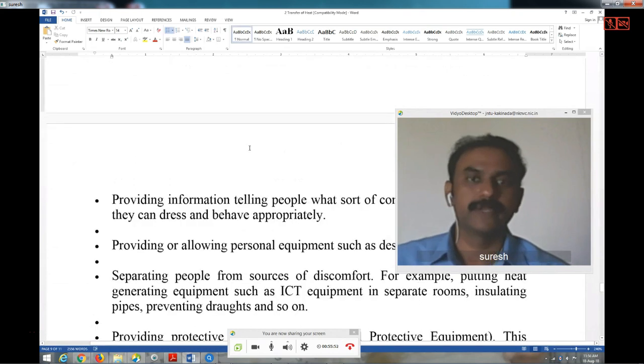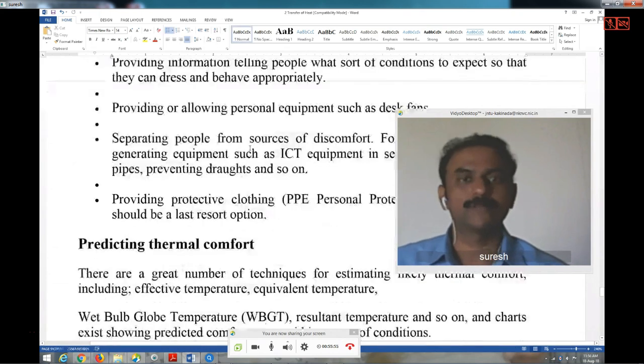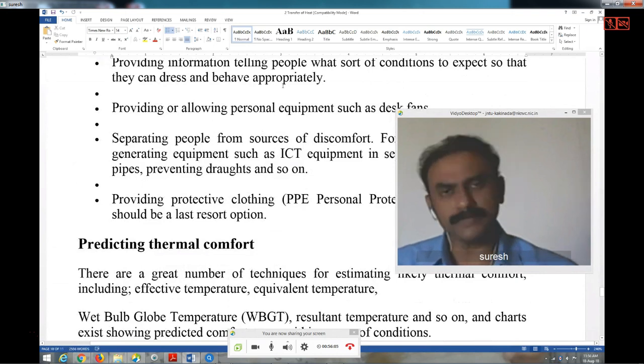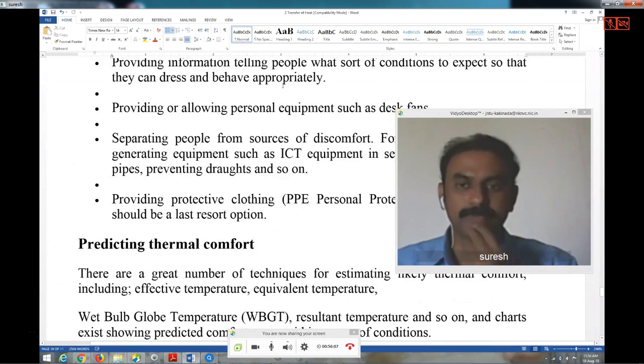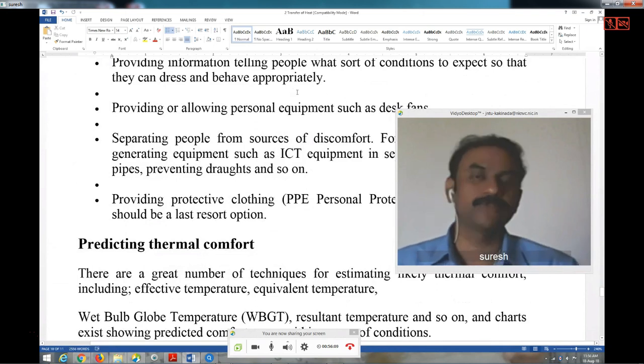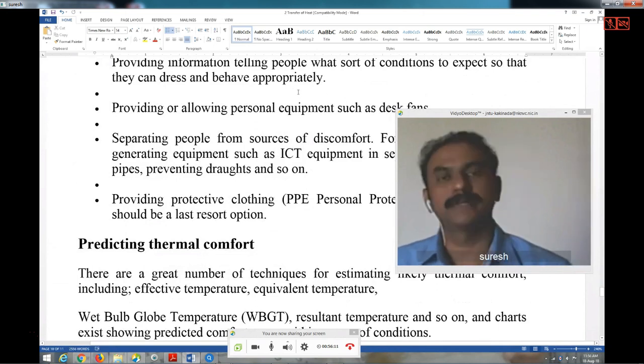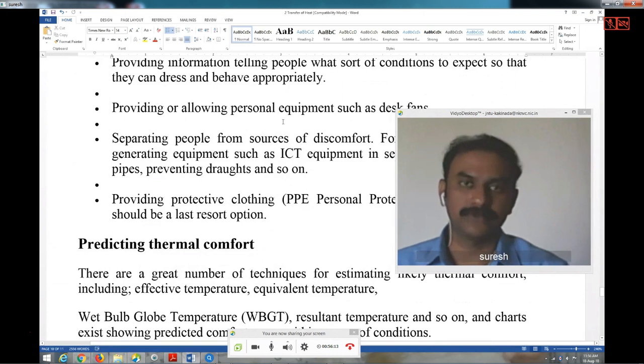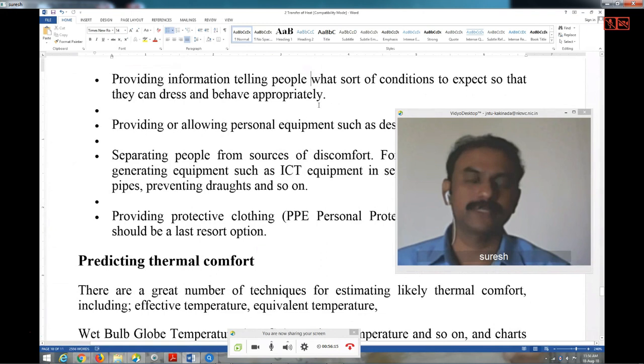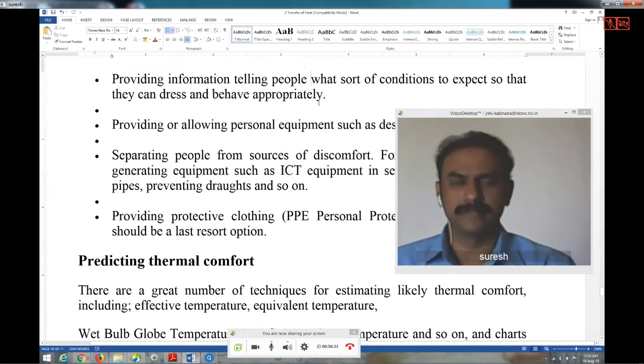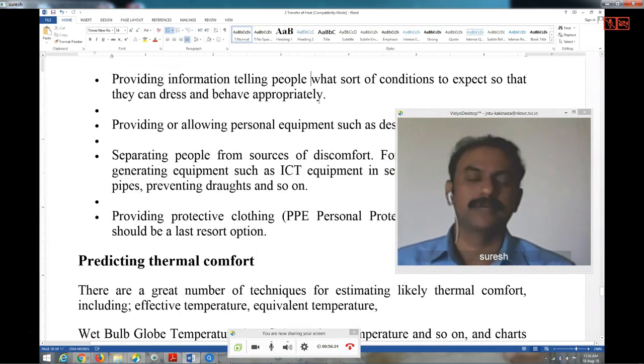Then coming to other cases, providing information, telling people what sort of conditions to expect so that they can dress and behave appropriately. Just like atmospheric alerts, where we see the forecasting of the weather. They are warning us and suggesting we be ready for particular climate conditions. Like we are going to have so many suggestions and warning symbols from the weather reception offices.